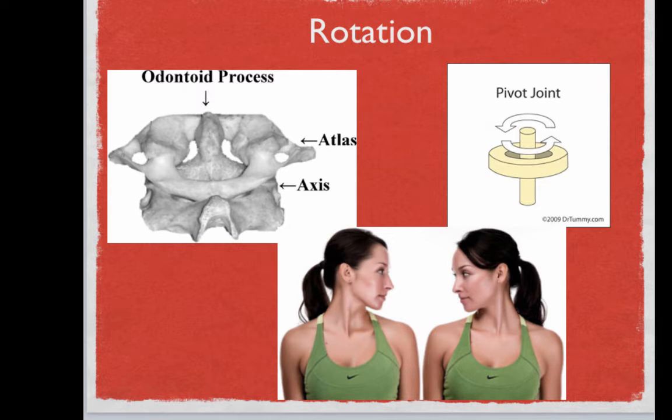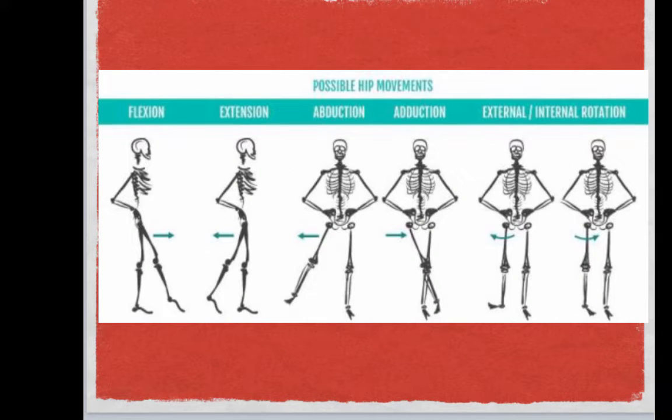Here we have rotation. And rotation is going to occur at the neck because at the neck, remember, between your atlas and axis, you have a pivot joint. You have a joint where one bone can spin on top of another bone. Rotating your head from right to left, the way you would if you were shaking your head to say no, is an example of rotation. Here's just a little recap.